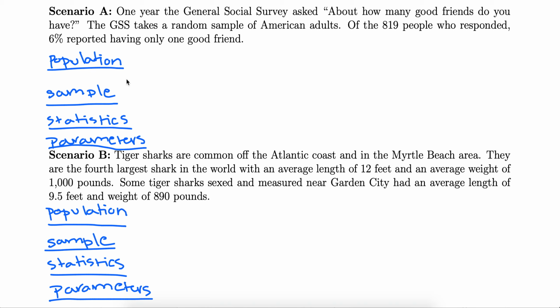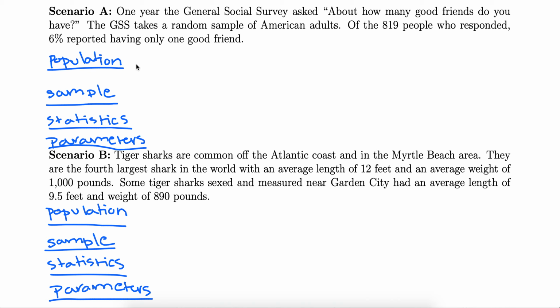So in the first scenario, they tell us that the General Social Survey asks the question, about how many good friends do you have? The survey takes a random sample of American adults, and of the 819 who responded, 6% reported having only one good friend. So let's make sure we can identify our key terminology here.